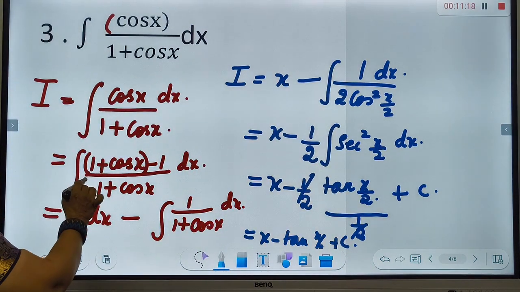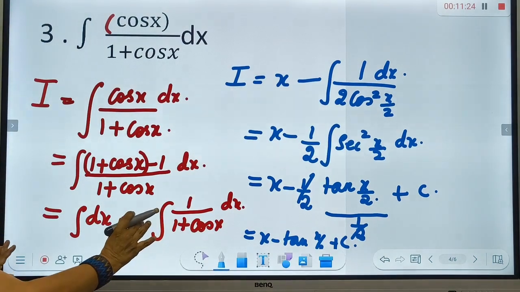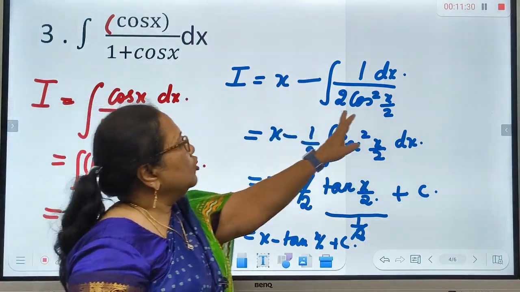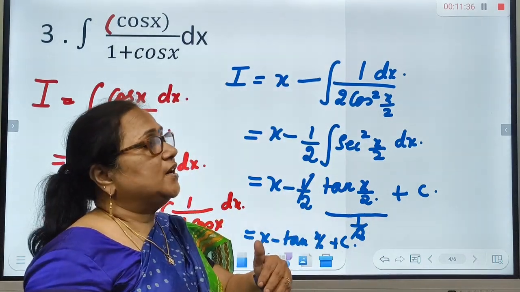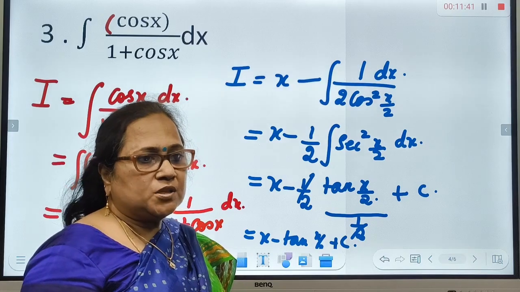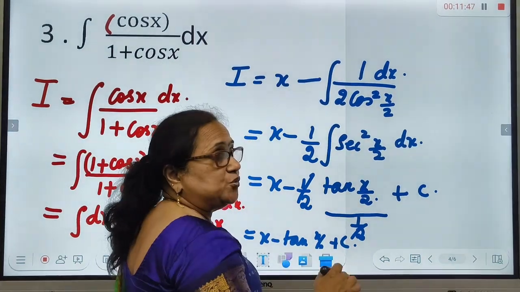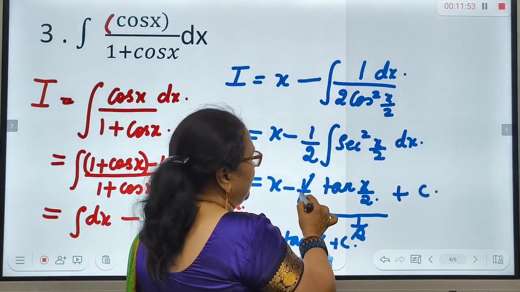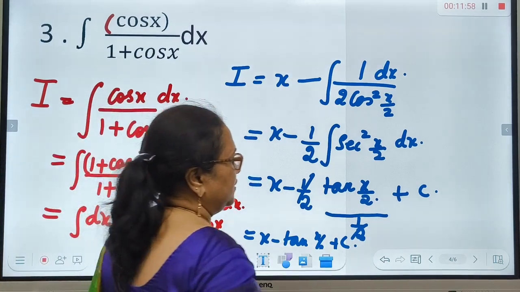So the technique that we are using is adding 1 and subtracting 1, splitting it into two integrals. This is very simple, direct. You have to use the formula for 1 plus cos x, 2 cos square x by 2. If I use substitution, I can write x by 2 as t, then dx will be 2 dt. I should not be doing that at this stage because I've already done many sums of that type. So this is secant square x by 2. You have reached a stage where you can write this directly as tan x by 2 by half. Now there's already another half, so it gets cancelled, giving you x minus tan of x by 2 plus c.